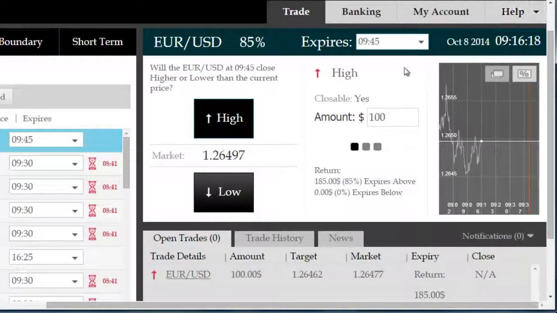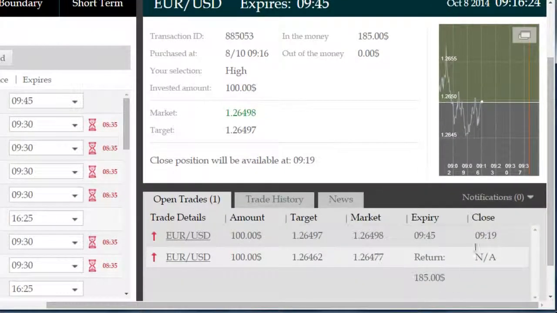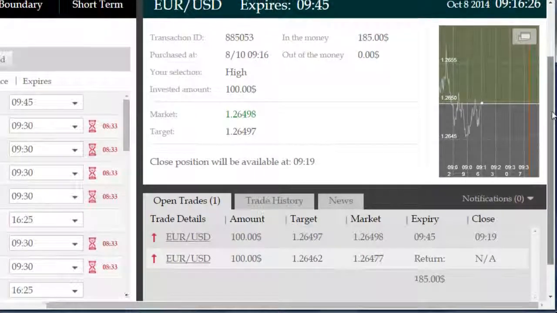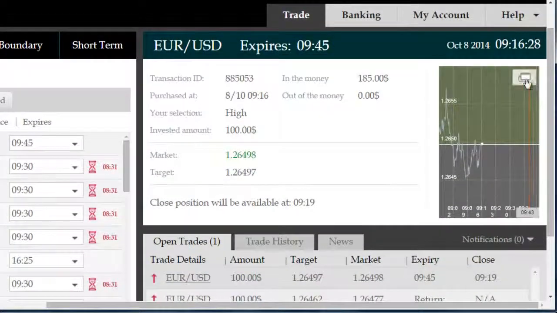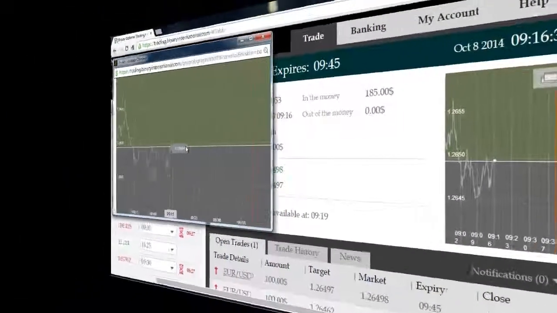We're going to buy into the trade. And once the trade is in, we will wait until expiry or at expiry to come back and showcase the results here. As you can see, $185 gross return there for an $85 net profit on a $100 investment on this Euro USD high-low trade today.